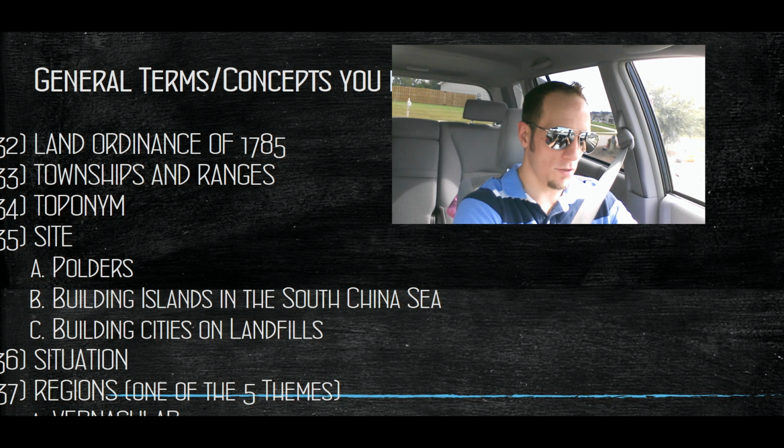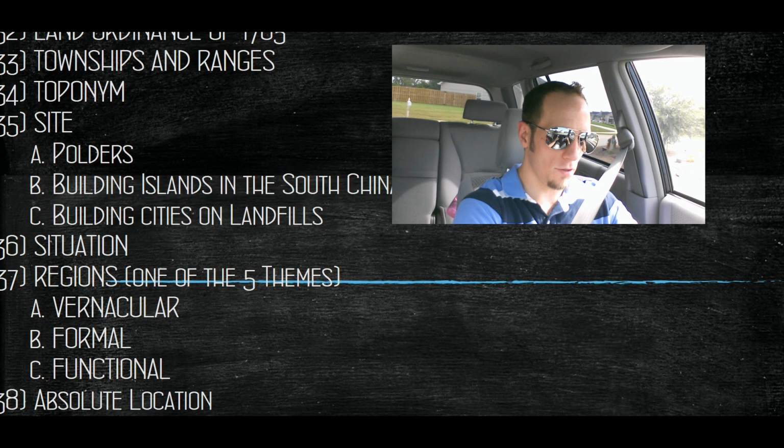Toponym is a place name. It's just a simple geographic term you guys need to know. So if I'm living in Columbia, South Carolina, well, Columbia on a map would be a toponym, being the place name. Site and situation can be kind of confusing in human geography jargon. So I always have students that get mixed up or don't ever really fully understand exactly what I mean when I ask for site and situation.